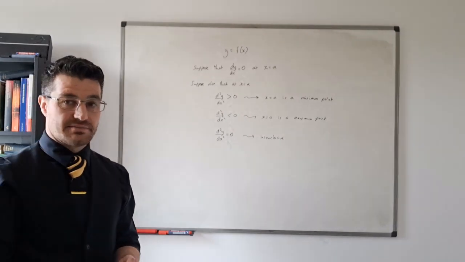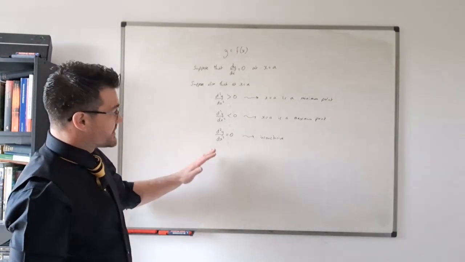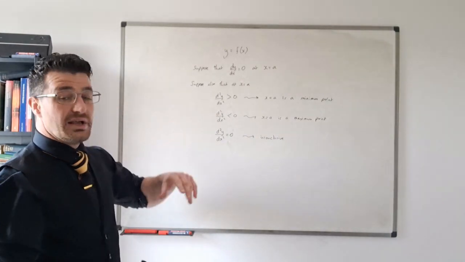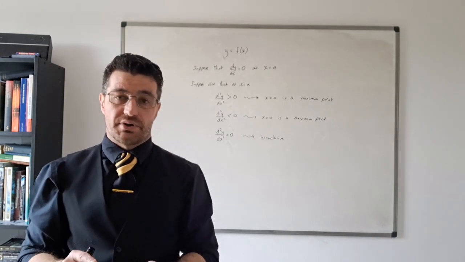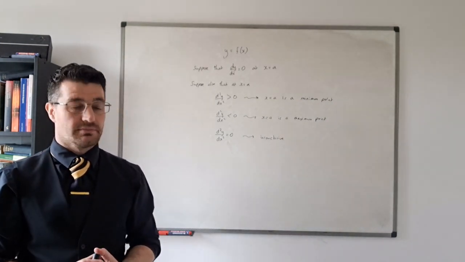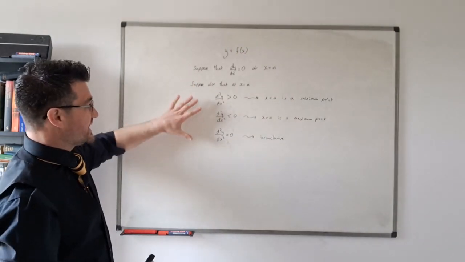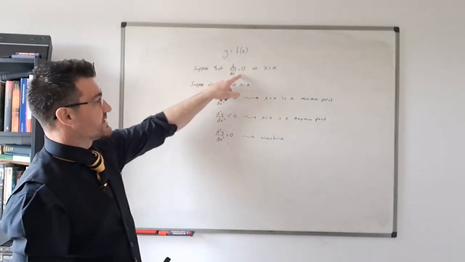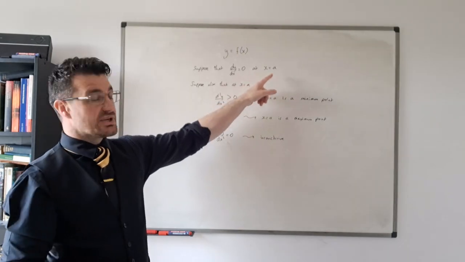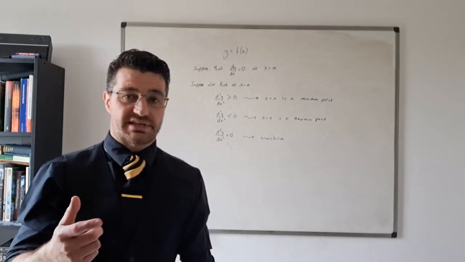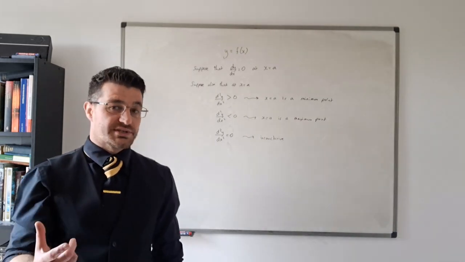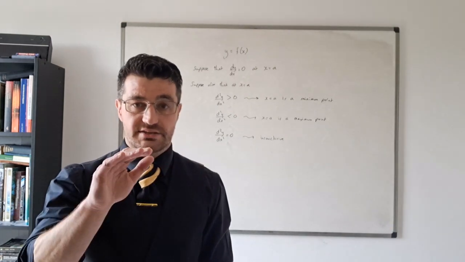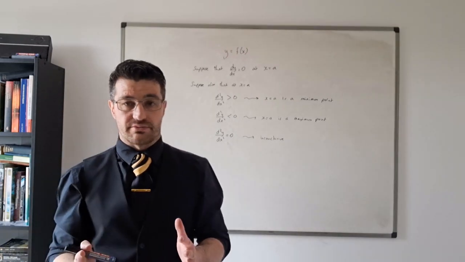Now there's some important points that I need to make regarding this second derivative test. One, the second derivative test applies at points that we know to be turning points. Okay, so notice before I even started to talk about values of second derivatives, I said suppose that dy by dx is equal to 0 at x equals a. I'm establishing that this point is actually a turning point. We understand turning points as being the points on the graph of our function where the gradient is equal to 0. In other words, dy by dx is equal to 0.